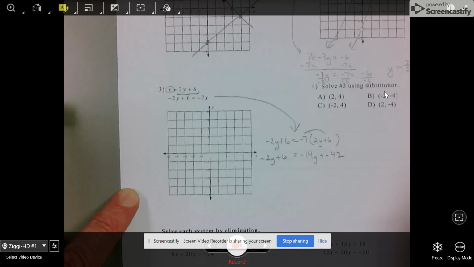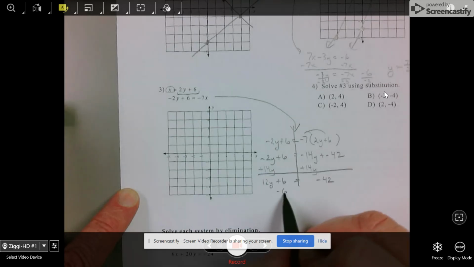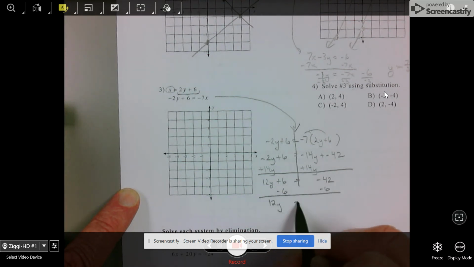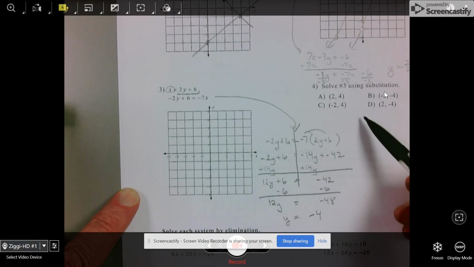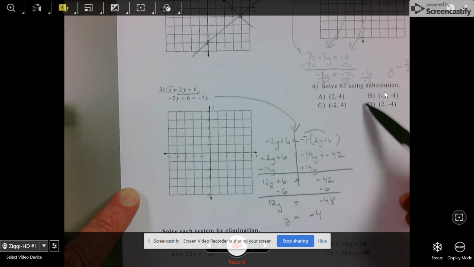So y equals -4. Looking at my solutions, I know that's either going to be B or D. Take that -4, plug it back in here for x. So x equals 2 times -4 plus 6, -8 plus 6, -2.